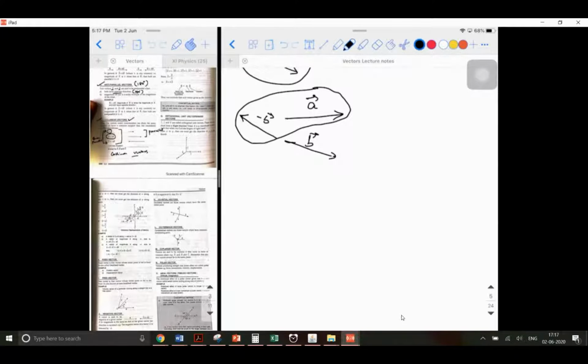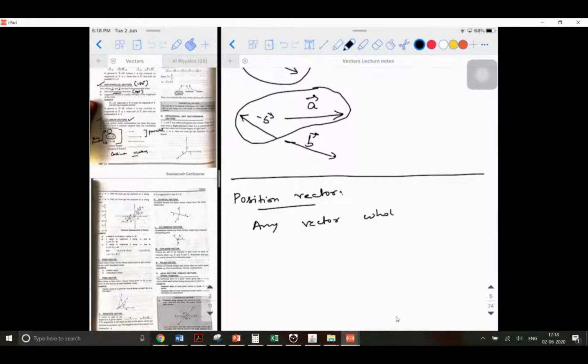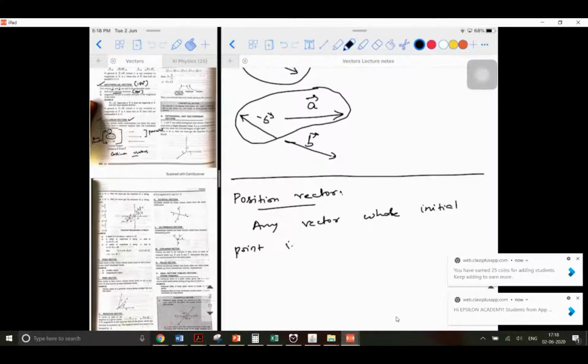Yes, right. The next type of vector that I'm going to introduce is also a very, very important vector. It is called the position vector. So make a note of it, position vector. Write down the definition for it. Any vector whose initial point is origin is called the position vector.